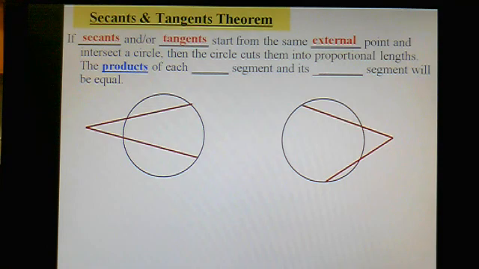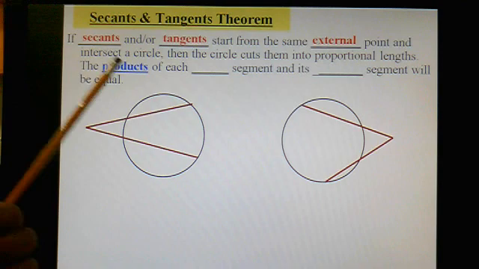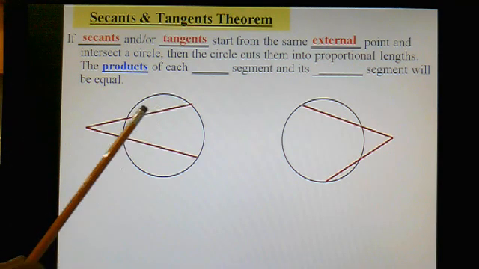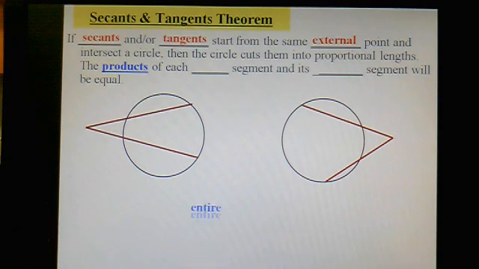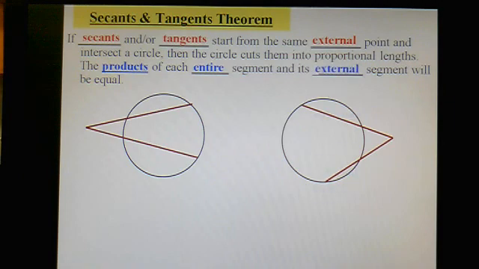And it is a little tricky. It does relate to a product, just like the previous one, so it relates to multiplication. But it's not just the outer times the inner. It's not just outer times the inner. It's the entire length of one of the secants times its exterior part.